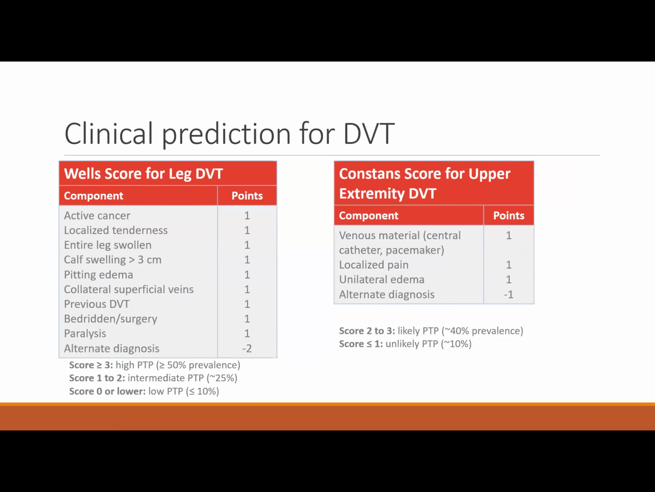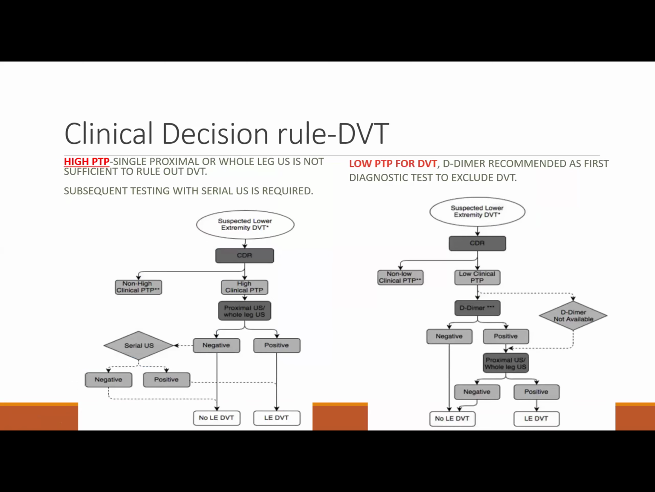So coming to the clinical prediction of the DVT, the Wells score for the leg DVT stratifies the patient into high, intermediate, and low pretest probability. And the Constans score for the upper extremity DVT stratifies the patient into likely and unlikely. This is very important based on these pretest probability clinical scores.